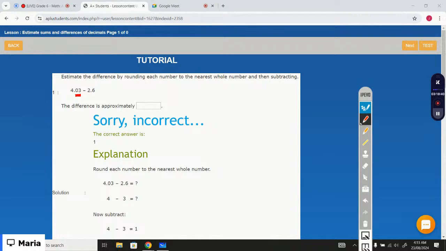The other number is 2.6, so after the decimal you have 6, and 6 is greater than 5, right? That means you need to round up. You need to add 1 to the whole number. That would be 3. So you have to do 4 take away 3. 4 take away 3 is 1.